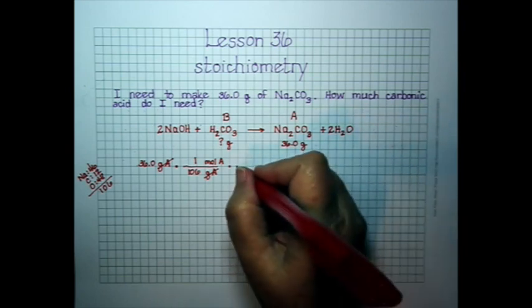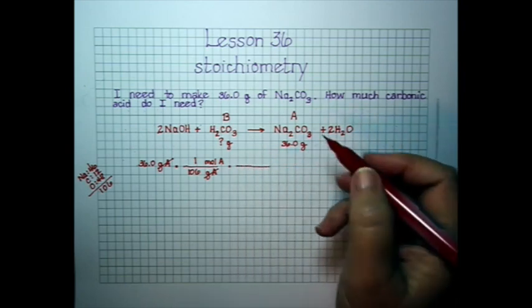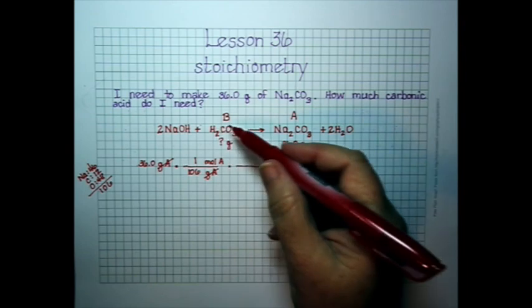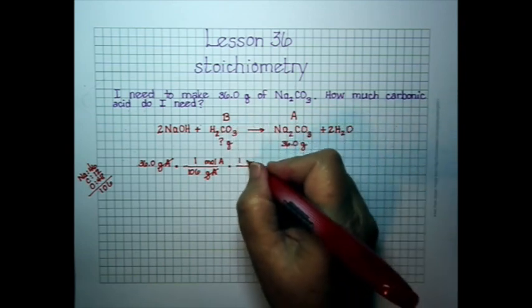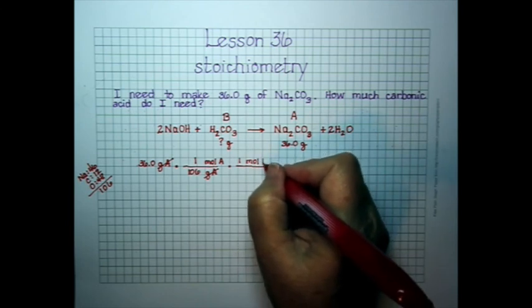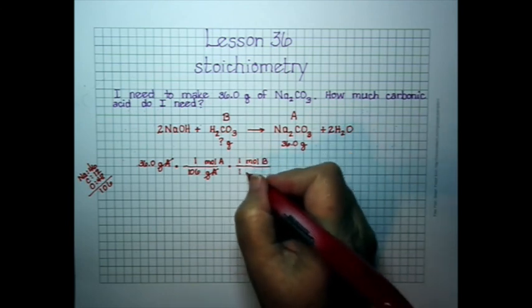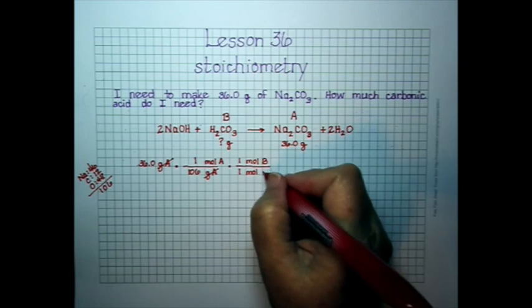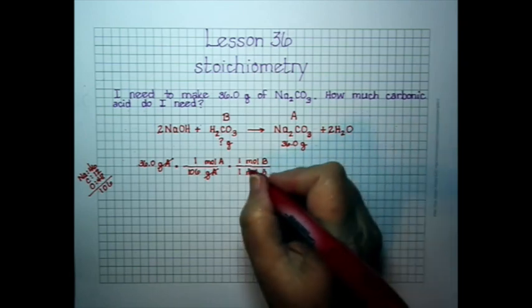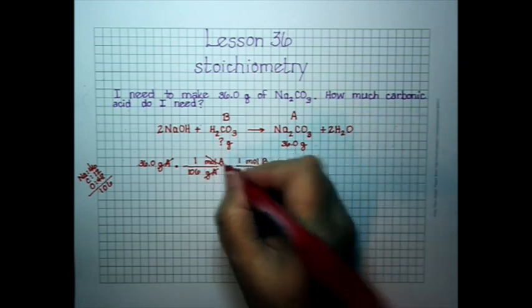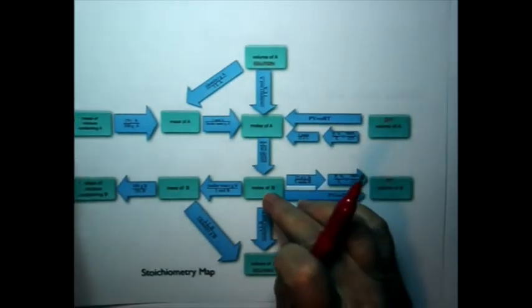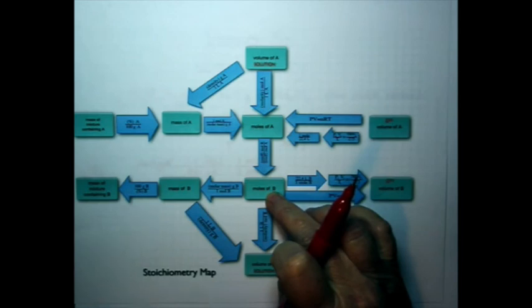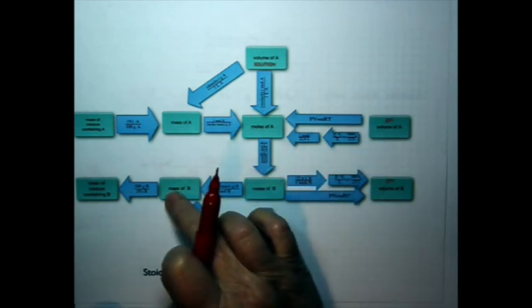All right, looking at the equation, I can see that it's going to take 1 mole of B for every 1 mole of A. Well, that's easy enough. 1 mole of B for every 1 mole of A. And that cancels out our moles of A. So now I'm here at moles of B on the map. I've only got one more step to go. I need to go to mass of B.